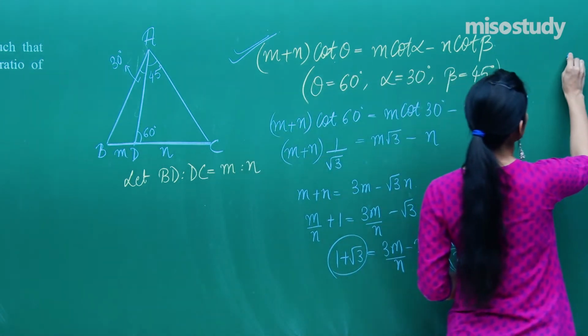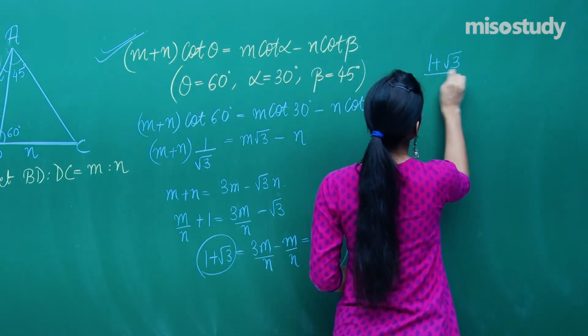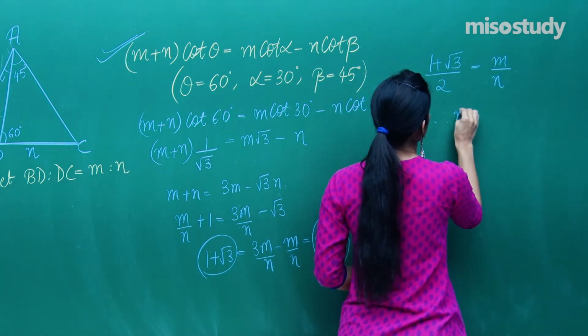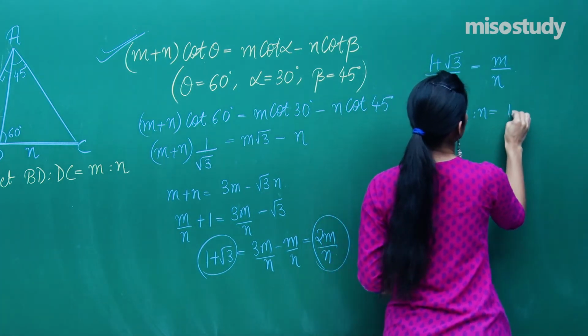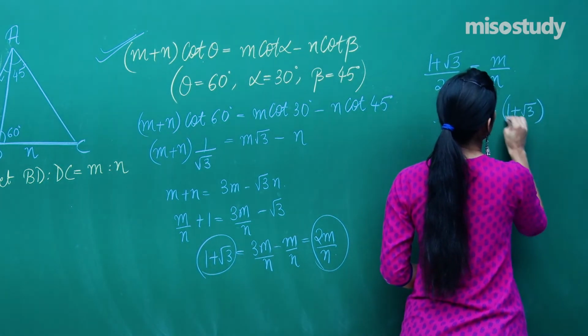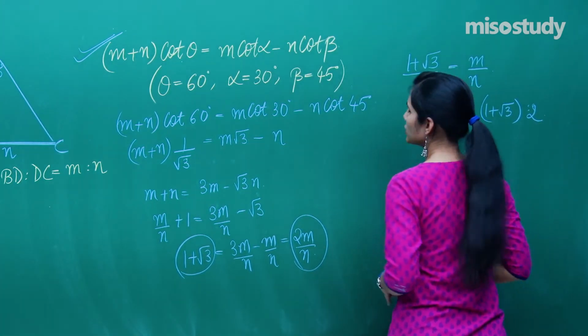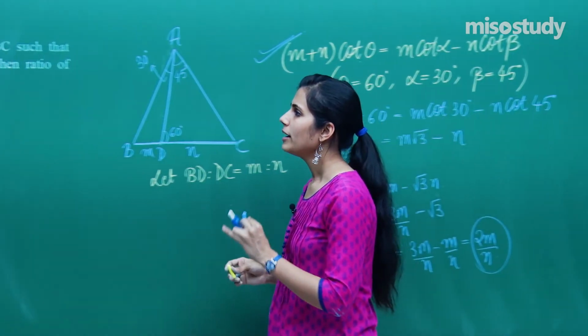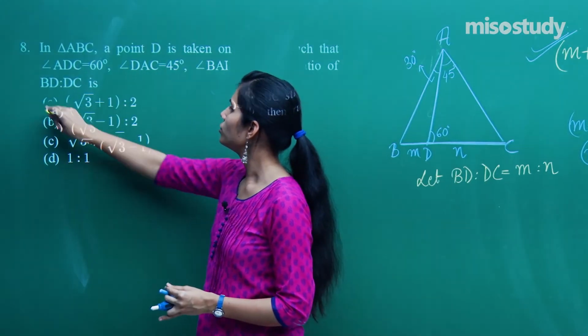That means 1 plus root 3 by 2 is M by N. Therefore, M is to N is 1 plus root 3 is to 2. Understood? That is what is your ratio. 1 plus root 3 is to 2.